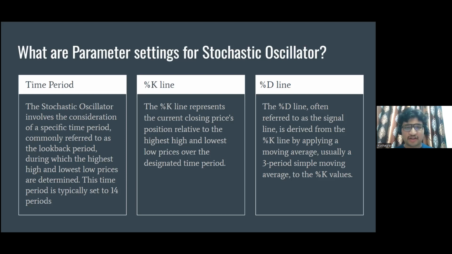Then the percentage K line represents the relative position of the current closing price to the highest high and the lowest low prices. Just as in normalization or standardization, people compare the data to a particular lowest point and the highest point. Then there is the percentage D line. The percentage D line is the smoothened simple moving average of the percentage K line, and in it we also use a 3-period simple moving average. So this is another parameter in calculating the stochastic oscillators.